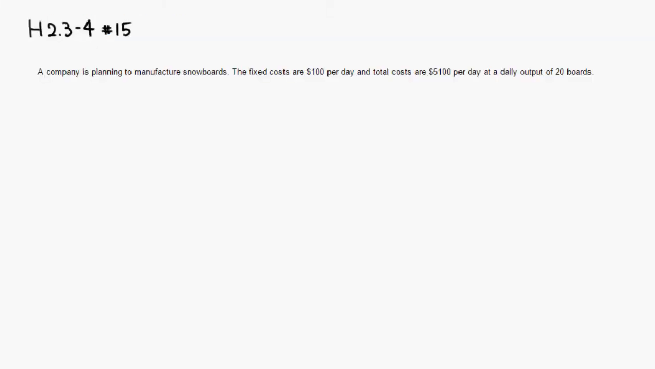Then we want to come up with a cost function. The cost function is assumed to be a linear function, so it's going to look like mx plus b. Then the fixed cost is $100 per day, so this tells you that this is the value of b. So far we know that this is mx plus 100. Then it also says that the cost is $5,100 with the output. So this is the x value and this is the cost.